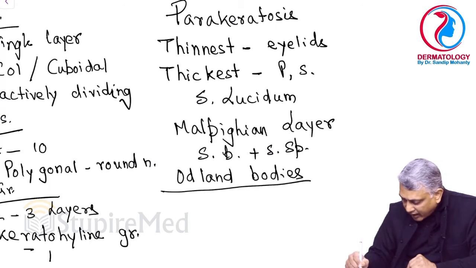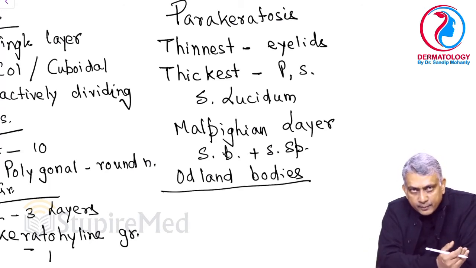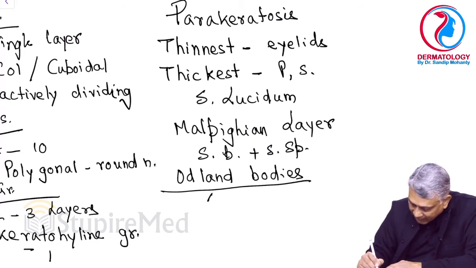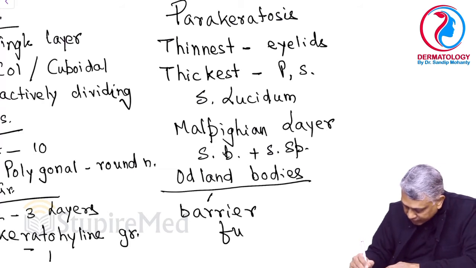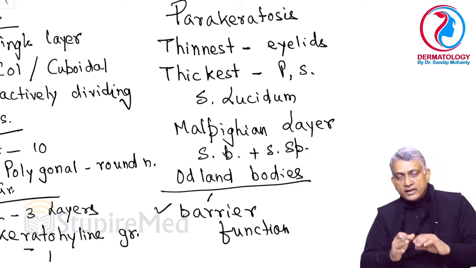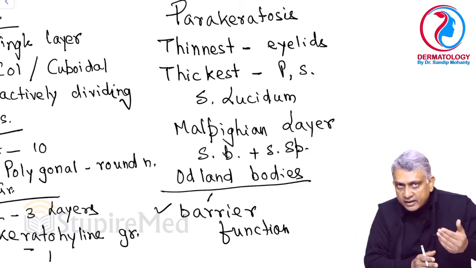Odland bodies are secretory organelles. They are secreted by upper spinous layer and stratum granulosum. And what is the function of these Odland bodies? Odland bodies help in the skin barrier function. One of the important functions of epidermis is barrier function. So, Odland bodies help in the barrier function of the skin or the epidermis. So, these are the layers of the epidermis and these are the terms to know.